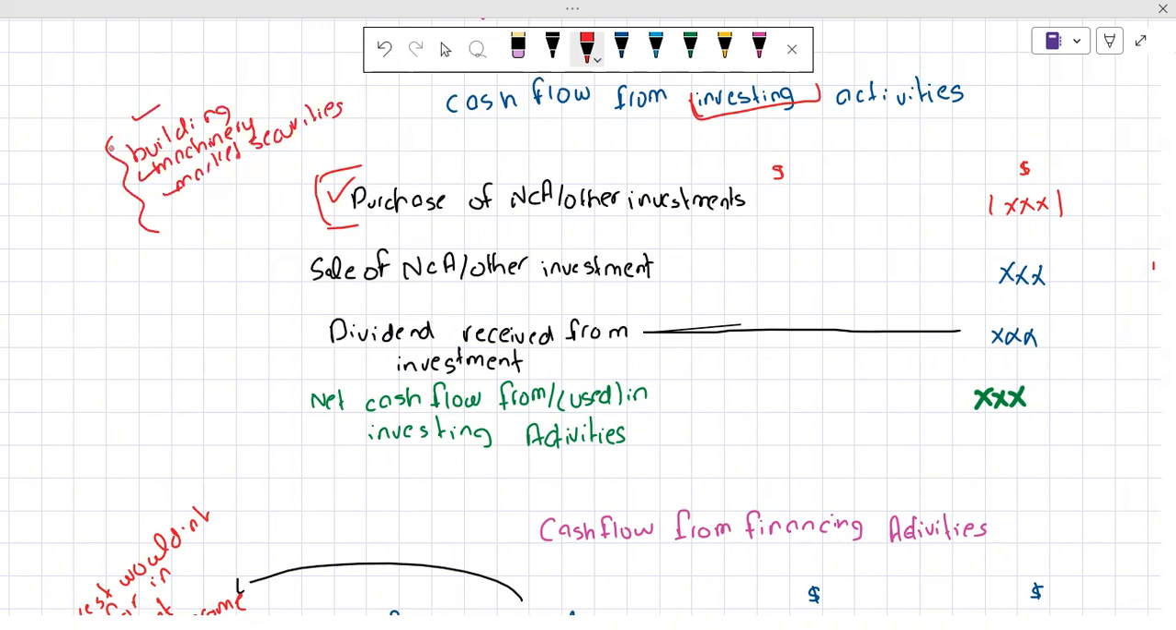For example, if ABC company purchases a building for our factory for $5,000, it means that we are basically taking out this $5,000 from our business.